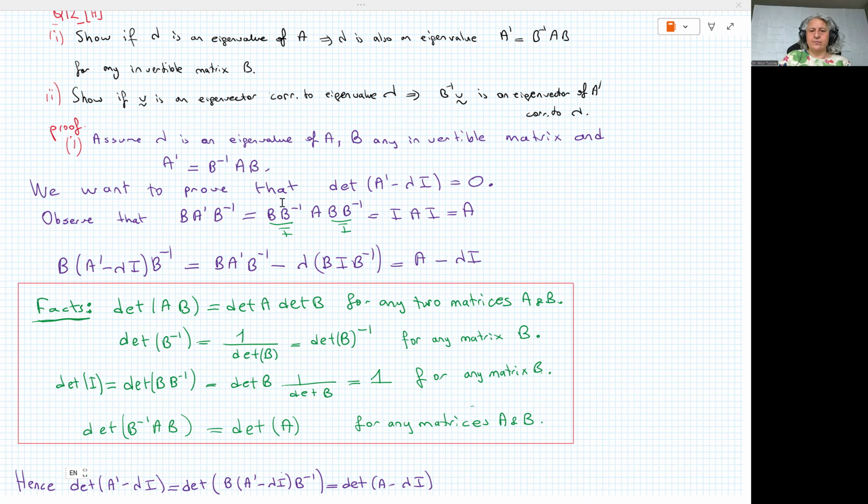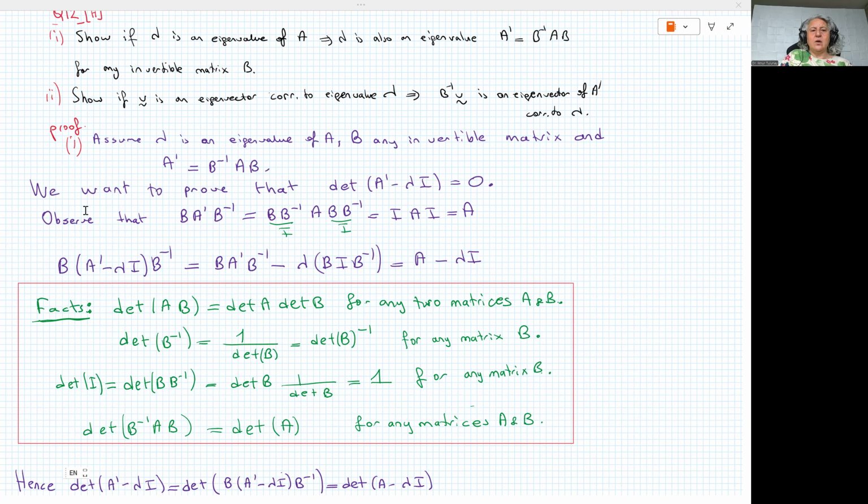Now we would like to prove that if lambda is an eigenvalue of A, then it's an eigenvalue for A prime defined in this way. By the definition of eigenvalue, we want to prove that the determinant of A prime minus lambda I is equal to 0. If A prime is an n by n matrix, this determinant gives us a polynomial of degree n, and the roots of this polynomial are defined as the eigenvalues of the matrix. If we prove that lambda satisfies this condition, it means that lambda is an eigenvalue.